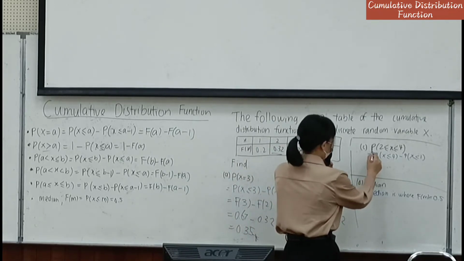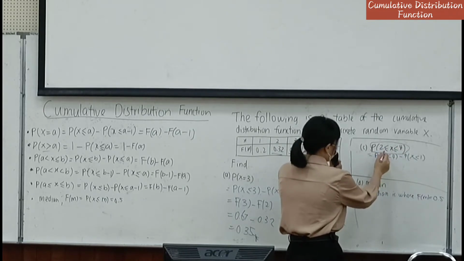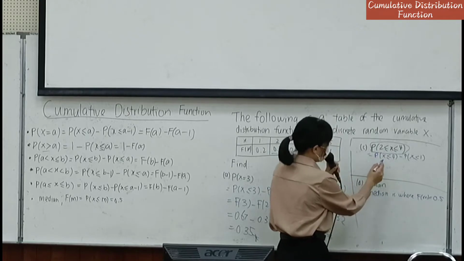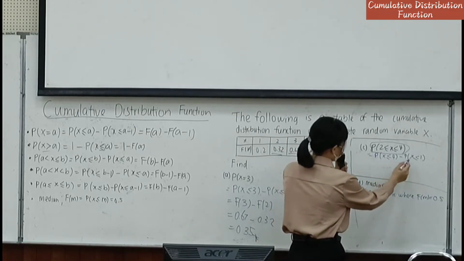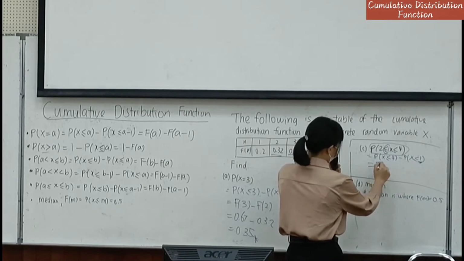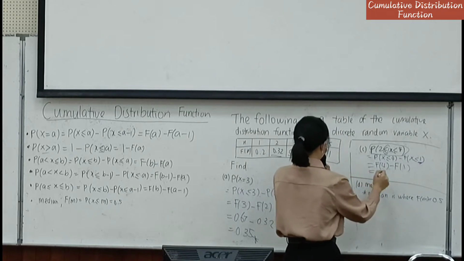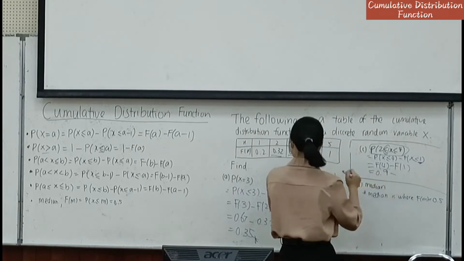The next question asks us to find the probability of x in between 2 and 4, including 2 and 4, which is equal to the probability of x less than or equal to 4 minus the probability of x less than or equal to 1, equal to F(4) minus F(1). We can get the values from the table, which is 0.9 minus 0.2. So the answer will be 0.7.